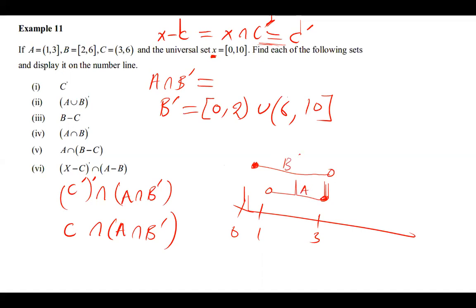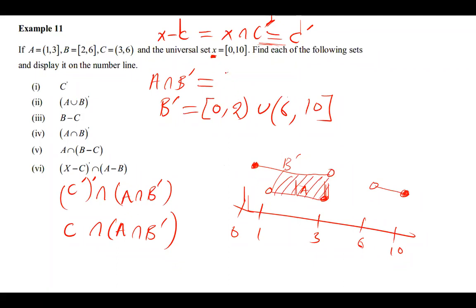So we combine the two, and then this one was our A, and this one is B complement. B complement is also starting from 6 to 10. Then it's open at 6 and closed at 10. So here now we find the common part. The common part is simply just this region here, because we are looking for the intersection. So the answer for A intersection B complement is simply just from 1.